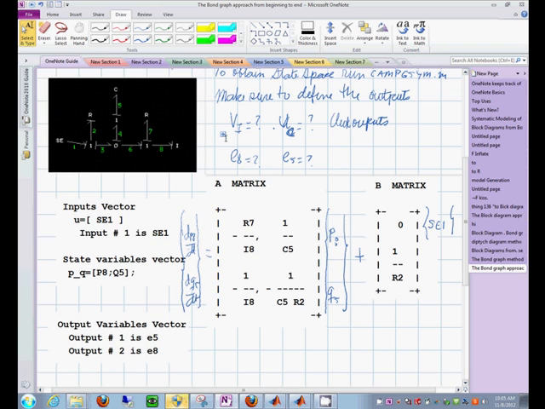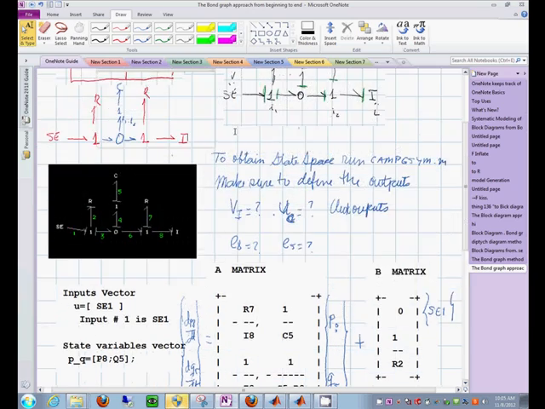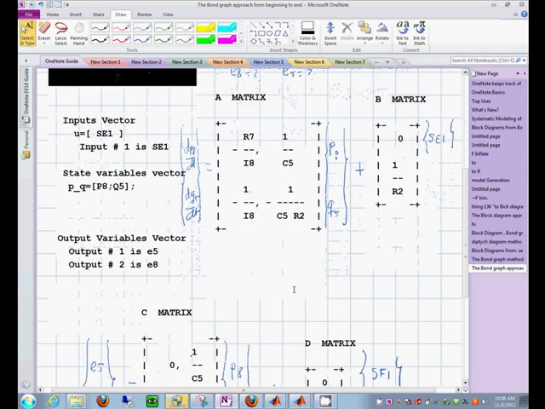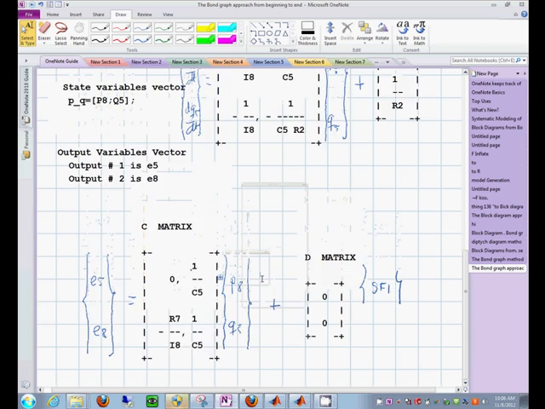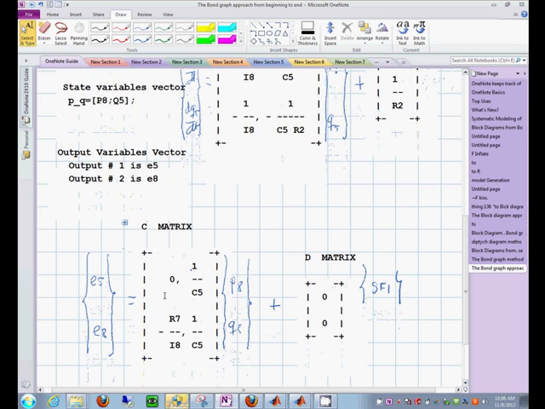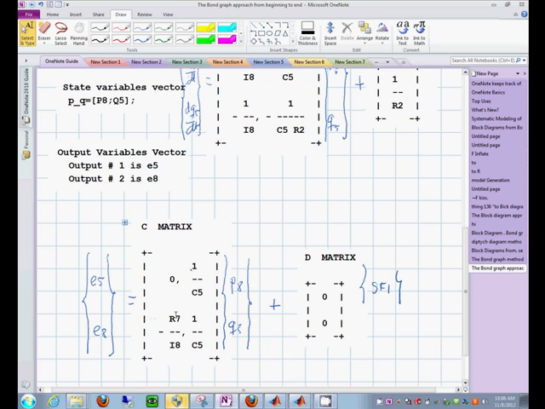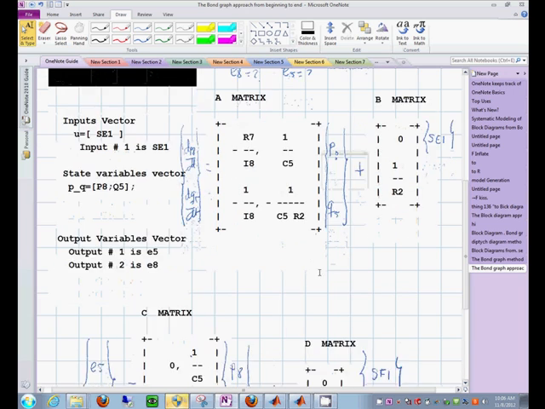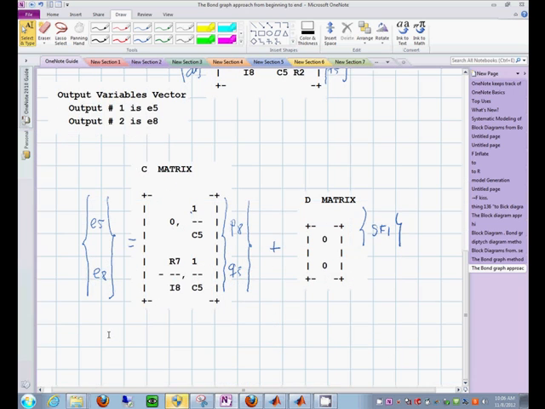For this, you need to recognize that the output, if we want the voltage across the inductor in here, V sub I, that is E sub 8, but the voltage across C is E sub 5. So if we go into the files and define the two outputs for the C matrix, we will obtain the C and the D matrix, and this way you see the state space form is completely defined.